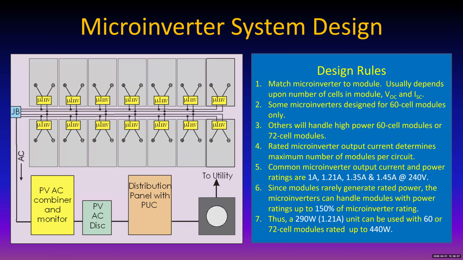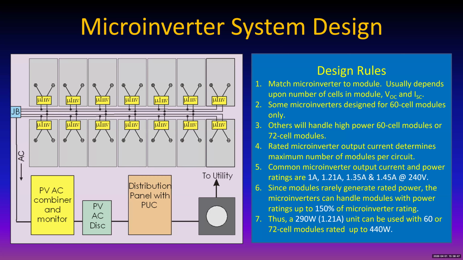Since modules rarely generate rated power, the microinverters can handle modules with power ratings that are 150% of the microinverters themselves. So a 345 volt ampere rated microinverter can have a 460 watt module connected to it. We're going to show a picture of that later and show what difference that makes to the performance of the system, because most of the time that module is putting out a whole lot less than its rated power.